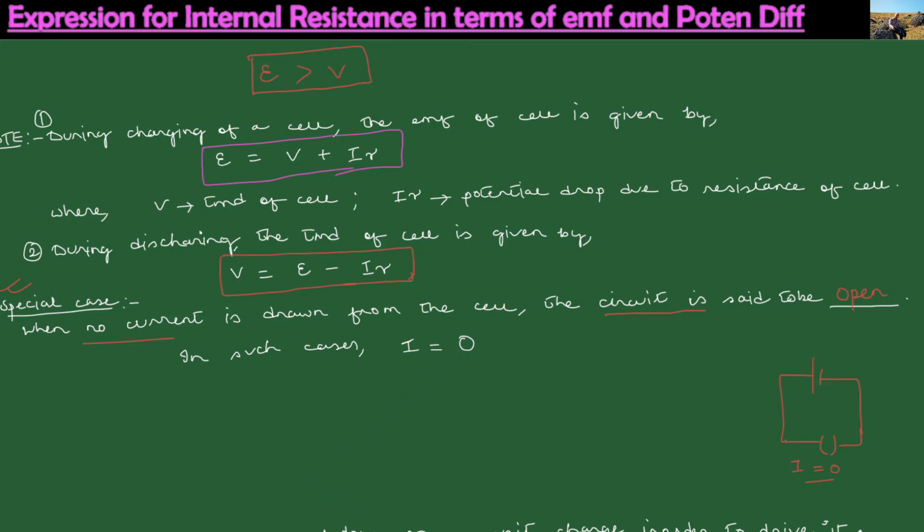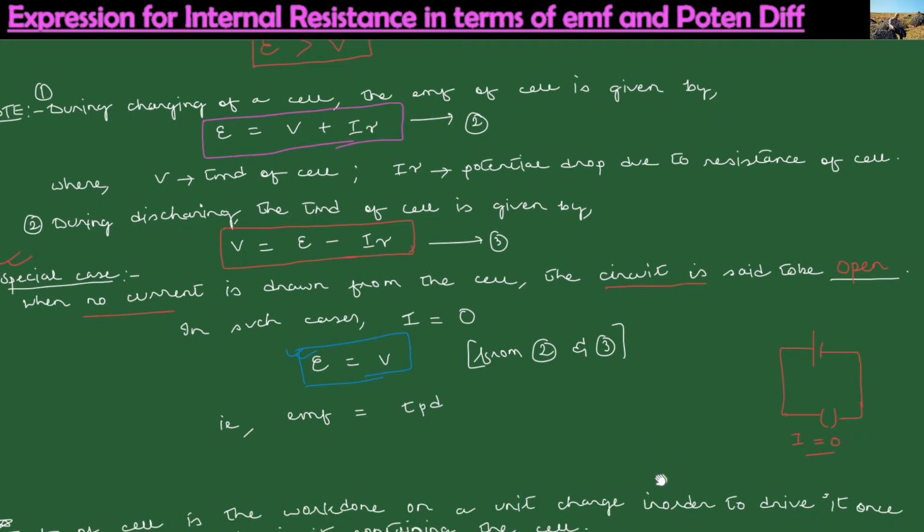If I mark this expression as relation number 2 and that one as relation number 3, you will find that if you put I equal to 0, the EMF of the cell will be equal to the terminal potential difference of the cell. That means from both these expressions, 2 and 3, the EMF of the cell will be equal to the terminal potential difference of the cell, provided no current is drawn from the cell. So this expression will hold true.